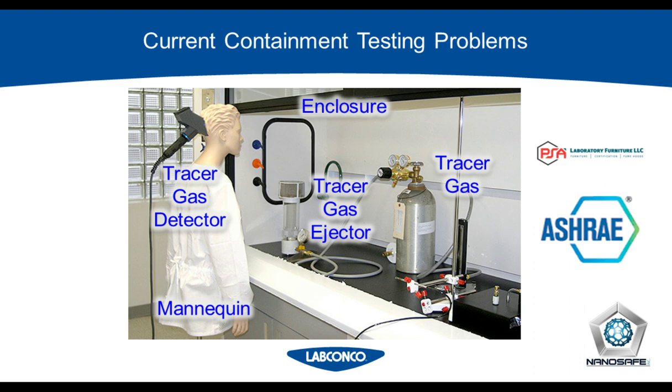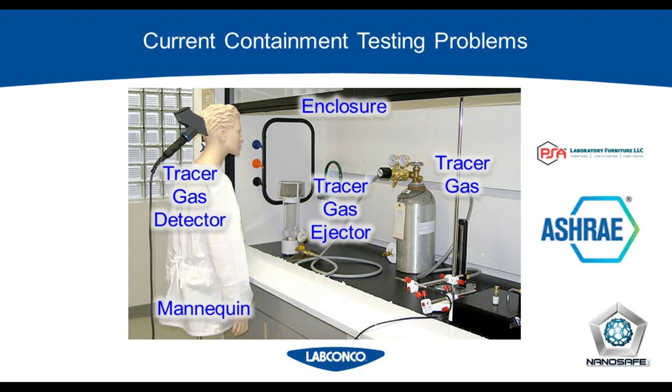So the first thing to look at is, well, what's available right now? And there are a lot of different ways to assess the containment of a hood. When it comes to a chemical fume hood, the first thing you can do is look to ASHRAE 110, which outlines a way to look at a gas produced in the hood and the hood's ability to contain. So you'll see a lot of things on the slide. There's a tracer gas detector located on a mannequin. There's an ejector for the gas. That's the thing on the left front of the hood.